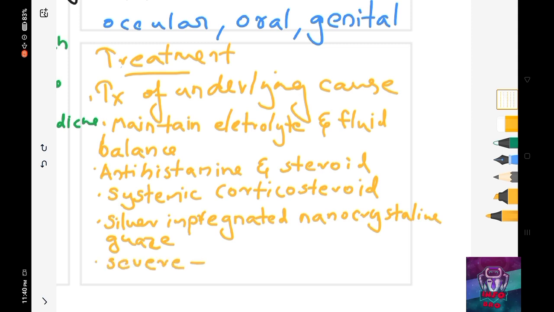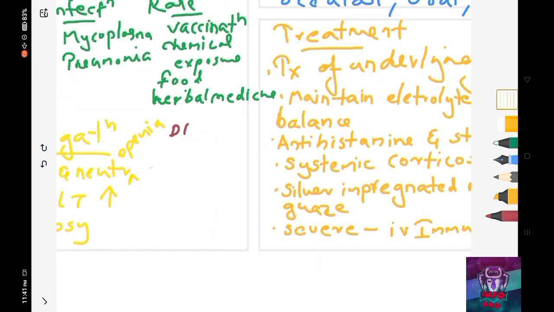Now in severe conditions, we can also give IV immunoglobulin.